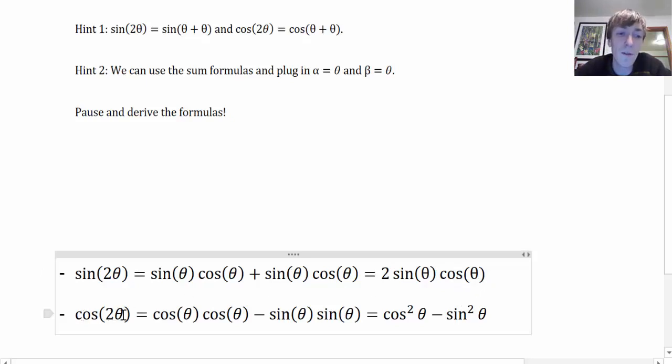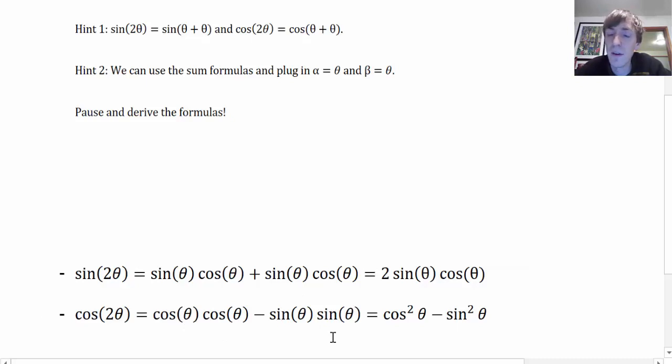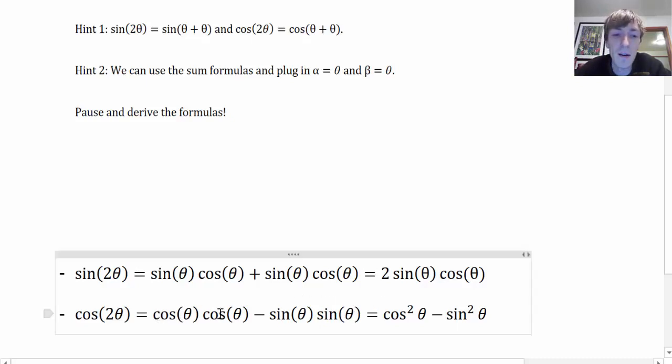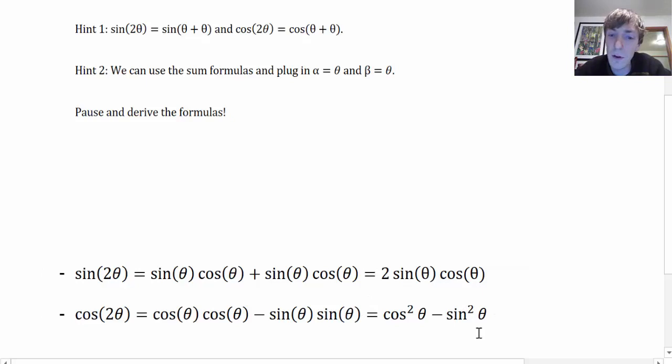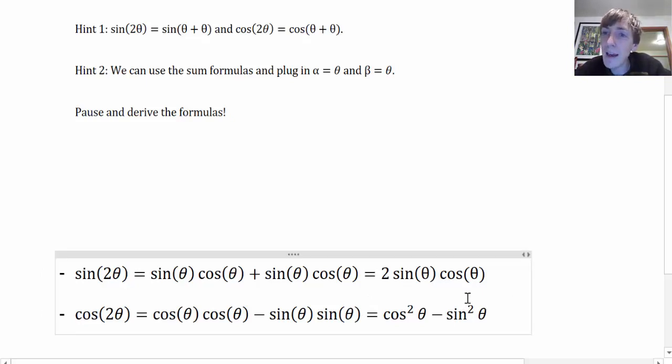The double angle formula for cosine is only slightly less nice. I get cosine cosine minus sine sine, right? That was our original sum formula. And this time I can combine the cosines and the sines, because again, they're the same thing. So I get cosine squared of theta minus sine squared of theta. All right, now that's already pretty useful. But I could actually take this last formula and go even further.